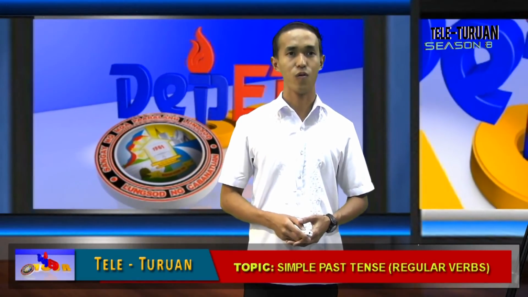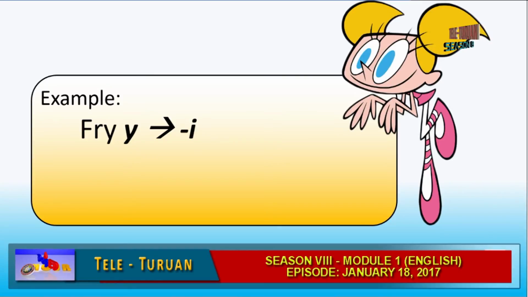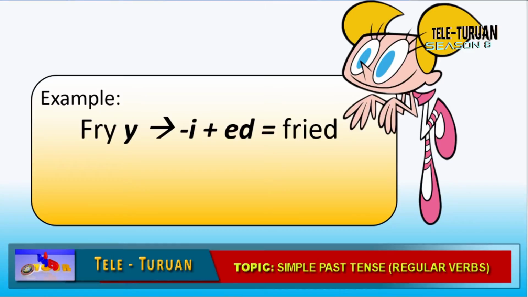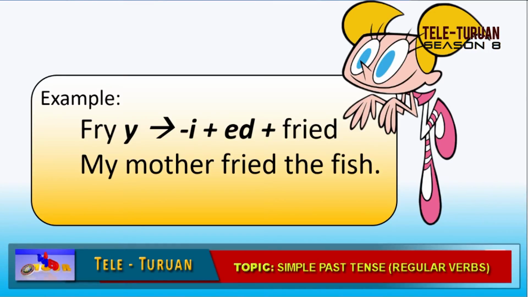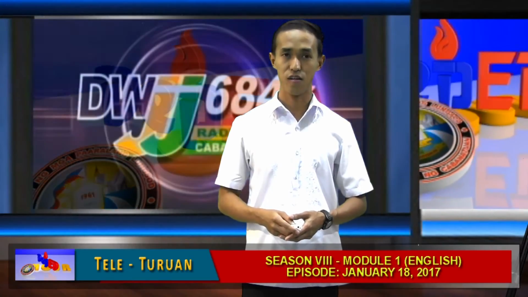Another example, the word fry. So the word fry ends with Y. So thus we need to change Y into I, then add ed, so that we will have the word fried. Let's use that in a sentence. My mother fried the fish. Where is our verb? The verb is fried.